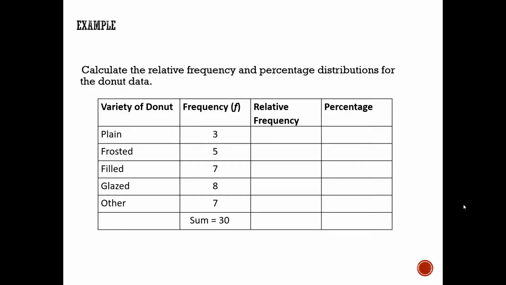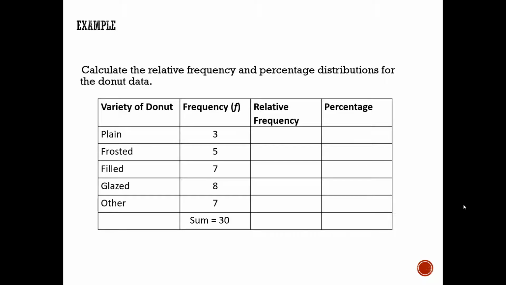You have a chance to do this. At the bottom of the page that we're working on in guided notes, go ahead and create the relative frequency. In other words, for the plain category, you're going to say 3 divided by 30. Well, 3 divided by 30 is going to give us 0.1, and 0.1 is the relative frequency for the plain category.